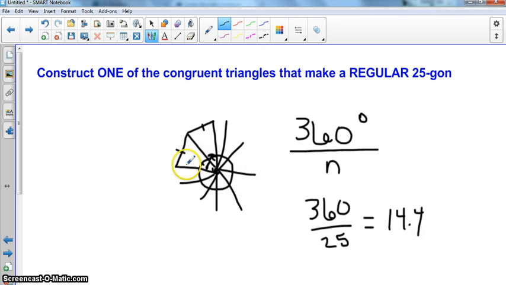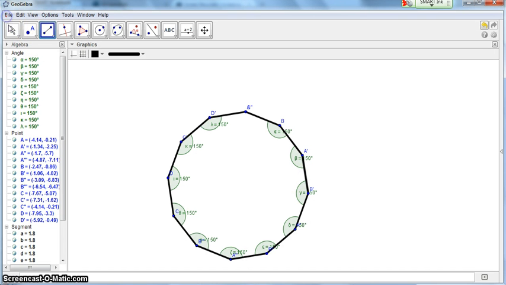So now we have to understand that each of the little triangles, these congruent triangles, are isosceles because this segment is congruent to this, which is congruent to this, and all the way around, right? So these are just isosceles triangles, and we're going to make this vertex angle in here 14.4 degrees. So let's try this out here.